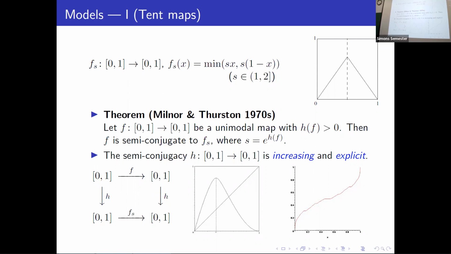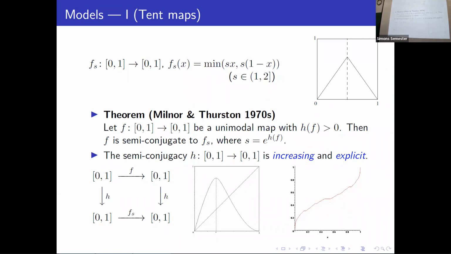One of the reasons that tent maps are interesting is that they provide models for more general unimodal maps. So if you take any unimodal map, that is any map with a graph that goes up and then down on the interval, as long as it's got positive topological entropy, well, then its dynamics is modeled by a tent map, a specific tent map, the one which has the same topological entropy as the unimodal map that you started with. Modeled in the sense that there's a semi-conjugacy down here.